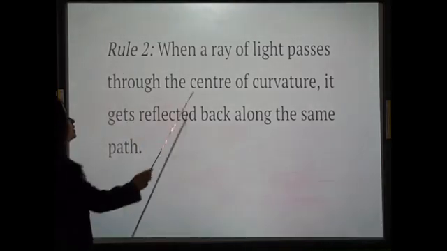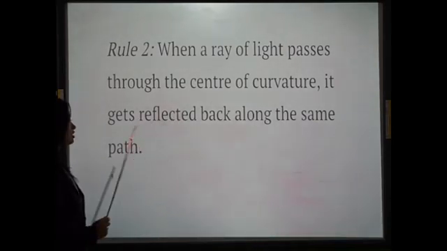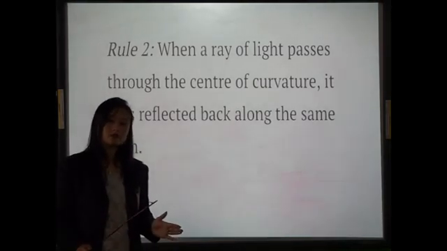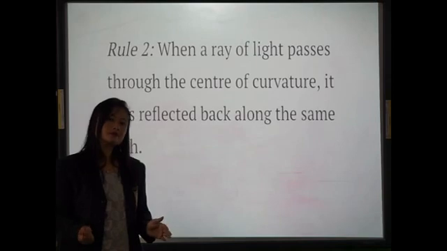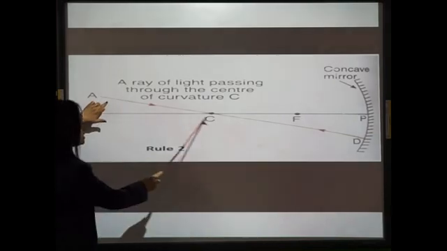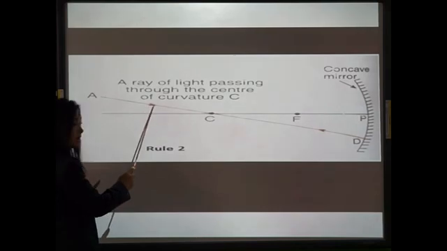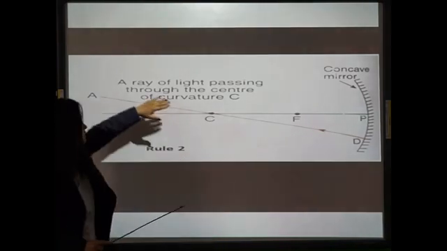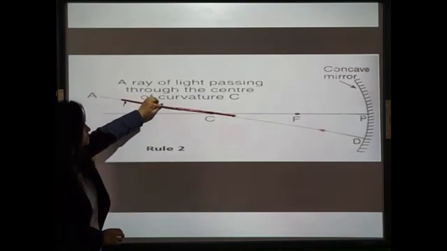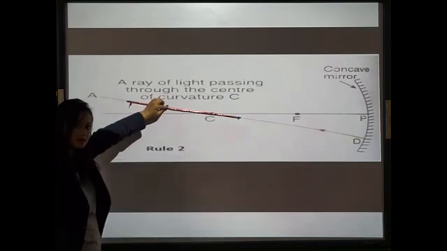The second one, when a ray of light passes through the center of curvature, it gets reflected back along the same path. So if the incident ray passes through the center of curvature, the reflected ray will also pass through the same path, that means the center of curvature only. Now see here, there is only one line. But see the arrow. The arrow pointing downwards shows this is your incident ray. Now the incident ray passes through the center of curvature. What does C represent? C represents center of curvature.